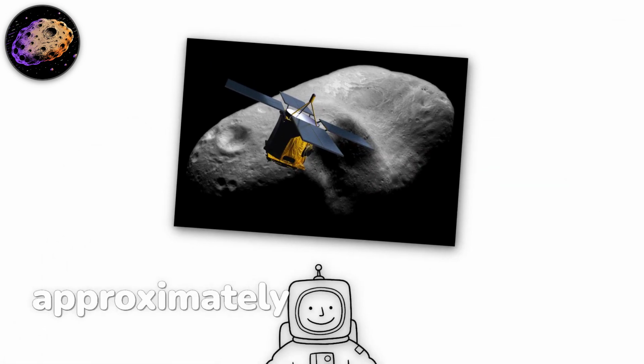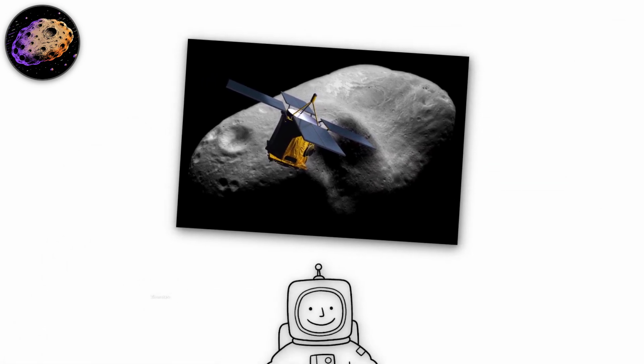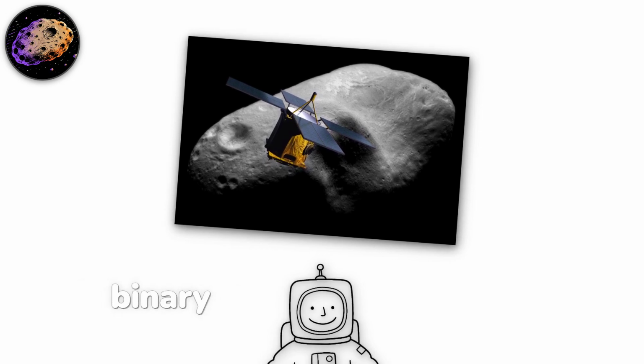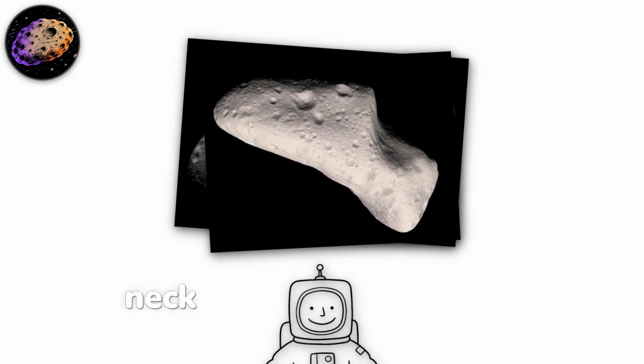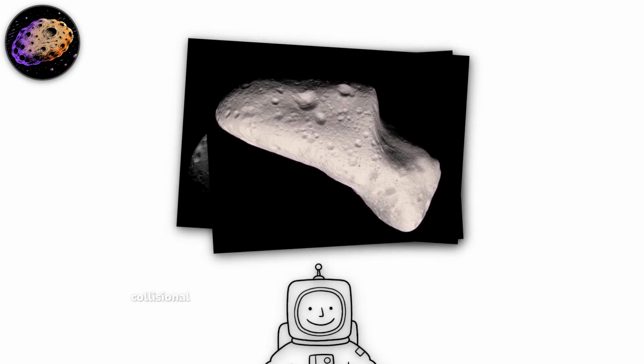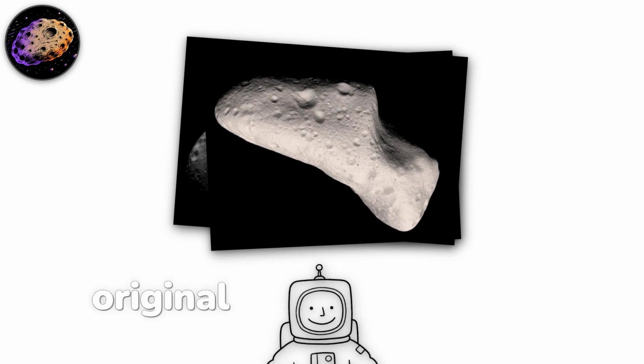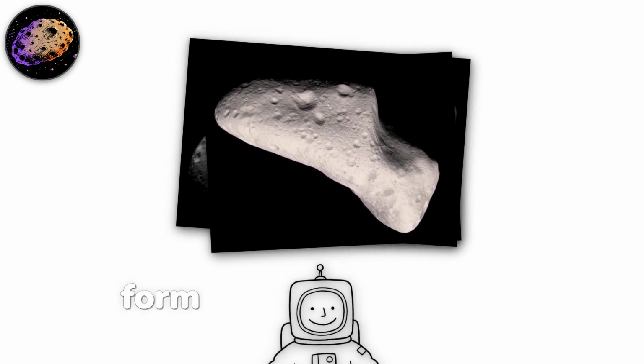Eros had dimensions of approximately 34 by 11 by 11 kilometers and was a contact binary, 2 lobes joined at a narrow neck, whose irregular shape communicated the violent collisional history that had reshaped it from its original post-accretionary form.